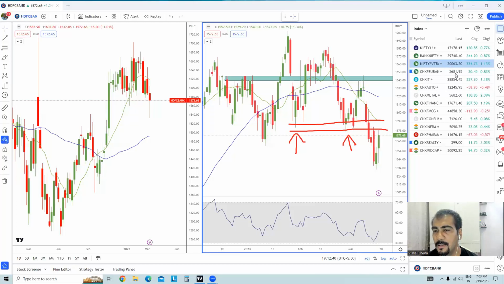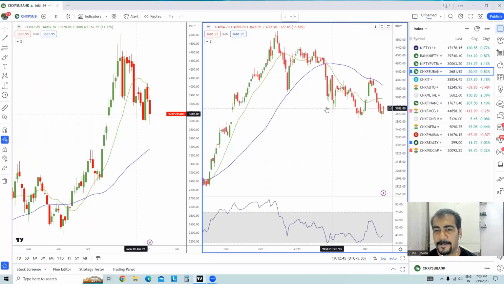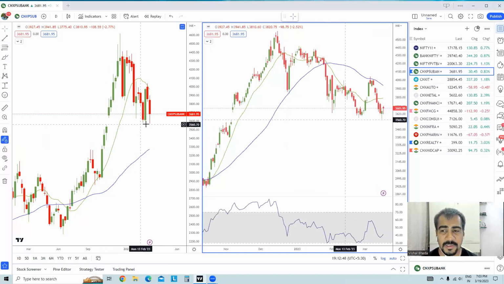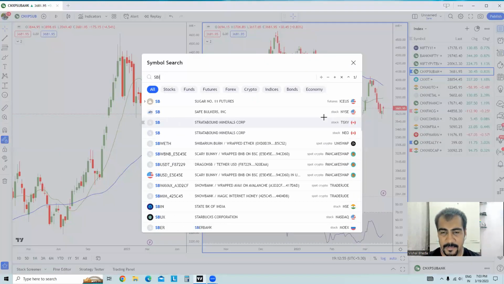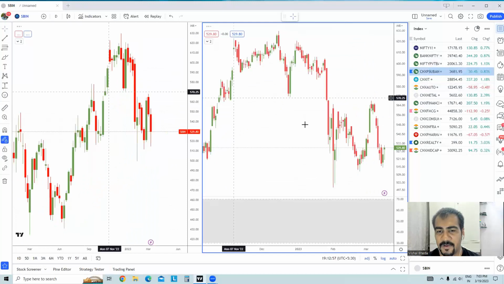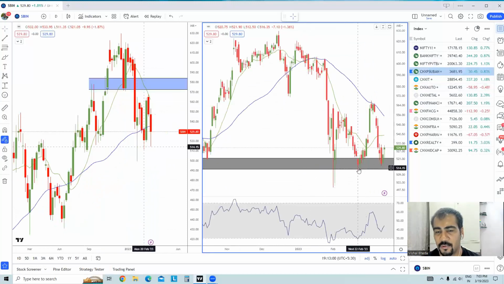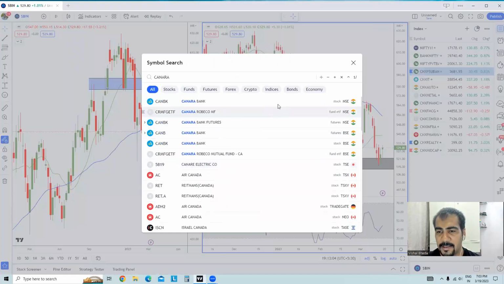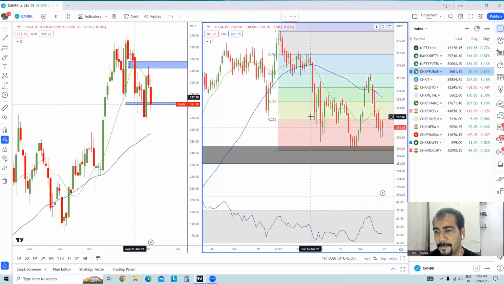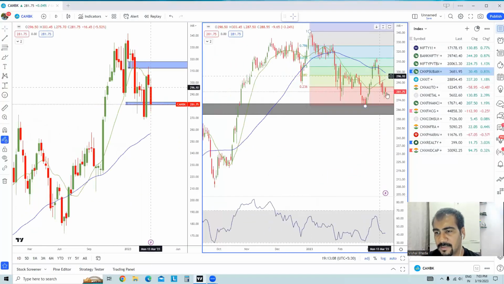In the PSU banking pack, you can see the trend is flat in the weekly time frame chart and the trend is down in the daily time frame chart, but these supports have not been broken as yet. Again, if I go to the daily time frame chart of SBI, you can see this support has not been broken. Canara Bank, if we go over here, again, it's holding at a support.